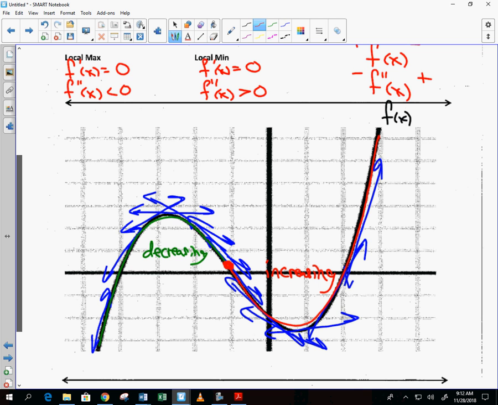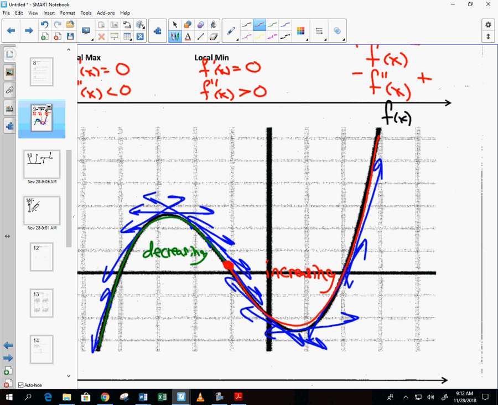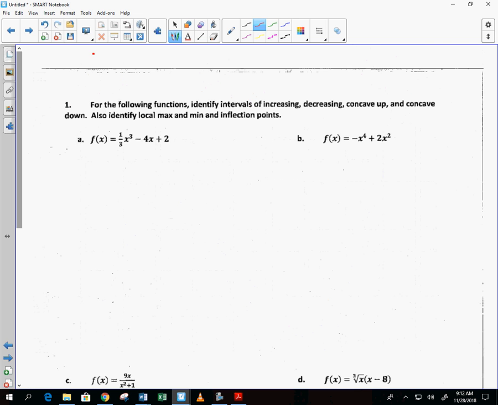Are you ready to apply it to a problem? Here we go. Flip it over. For the following functions, identify intervals of increasing, decreasing, concave up, concave down. Also identify local max, min, and inflection points. So here we are. Increasing, decreasing, max, min, concave up, concave down, inflection.